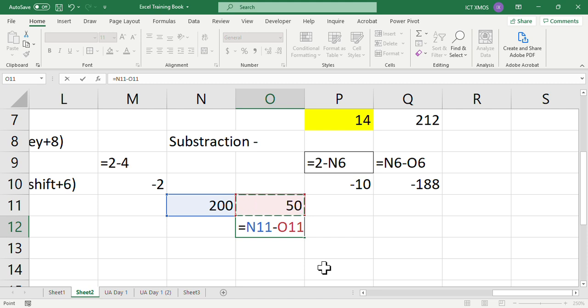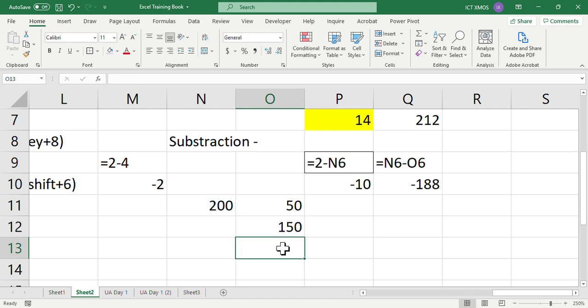Can you see the formula? Look at the formula: N11 minus O11. The answer is 150. This is the formula again. You say N11 minus O11.